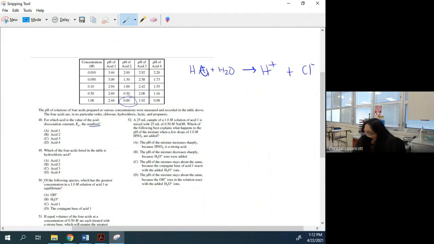50 is the next one. Which of the following species has the greatest concentration in a 1 molar solution of acid 1? So that's this guy. So this is a weak acid. This time our arrow is going both directions at equilibrium.